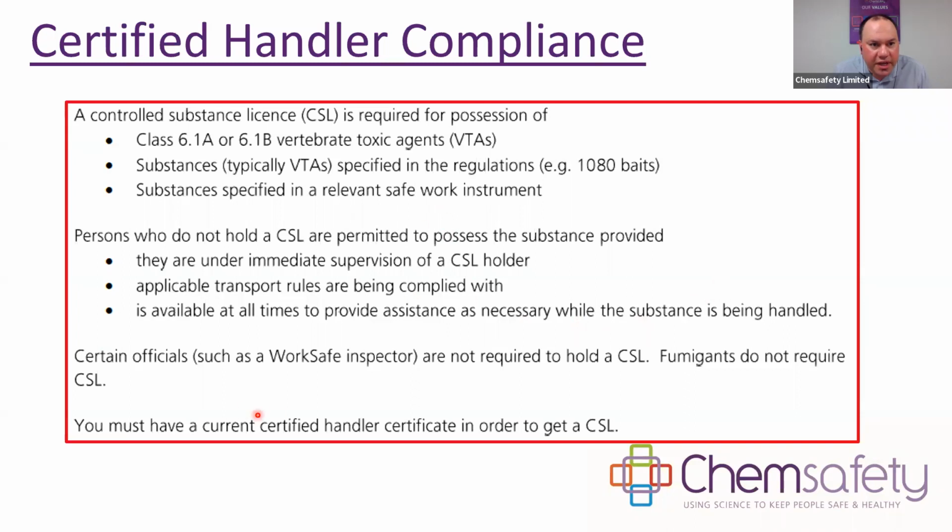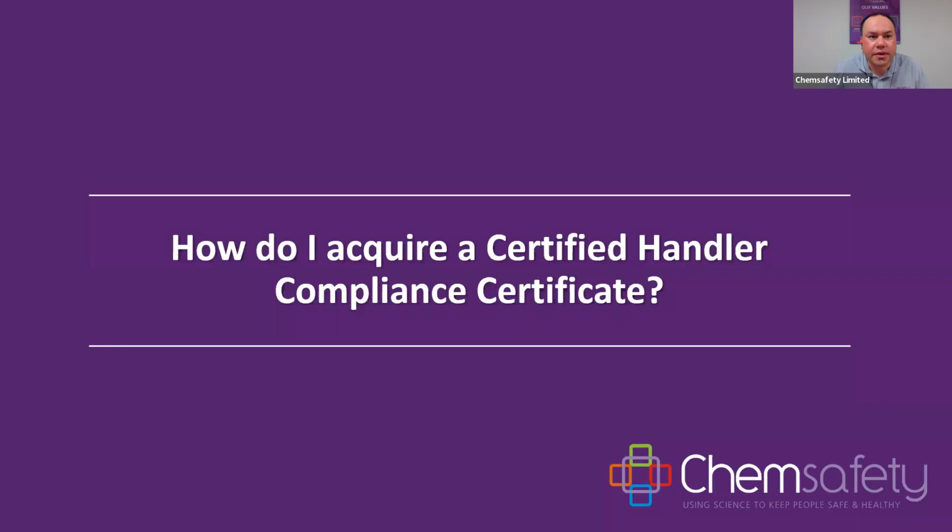So what you'll find here is that, as it states in the very last line here, you must have a current certified handler certificate in order to get your CSL, your controlled substance license. So to get the controlled substance license, you firstly need to be a certified handler. All right, so that's a big one. So those of you that are thinking of being involved with these VTAs, just be aware you'll need to be a certified handler first.